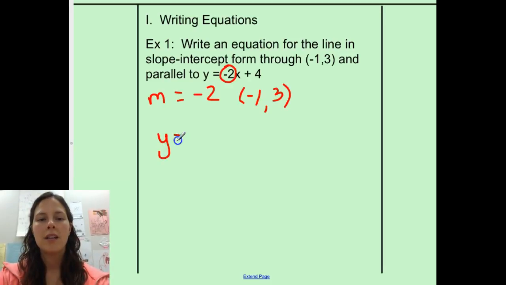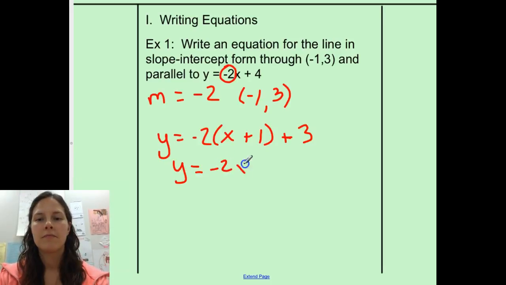So we set up y equals slope. X goes in, becomes opposite. Y is on the outside and stays normal. Distributing our -2. And combining our like terms.